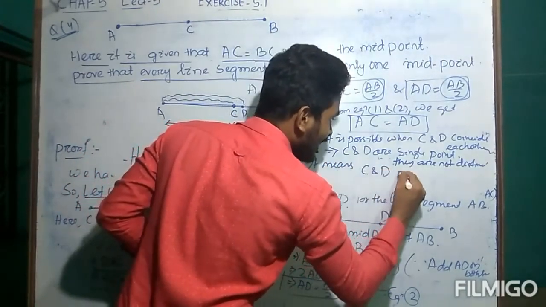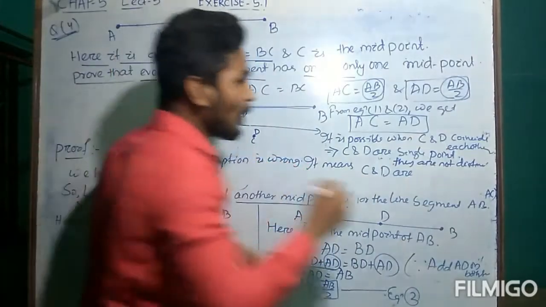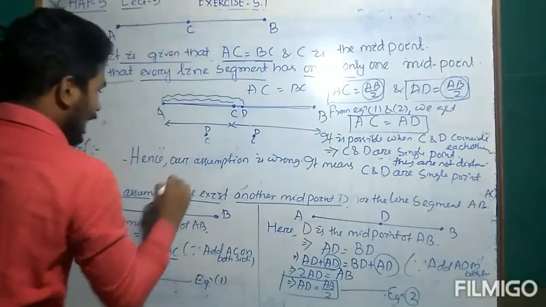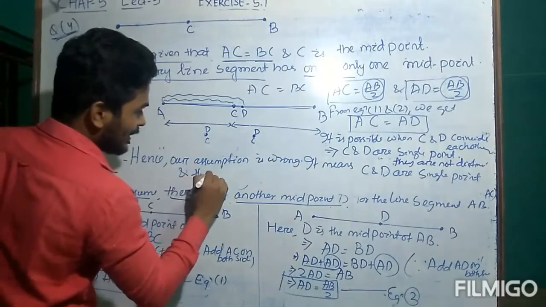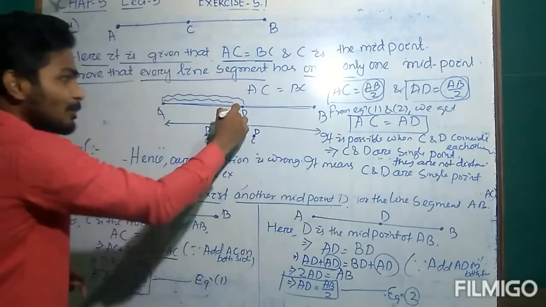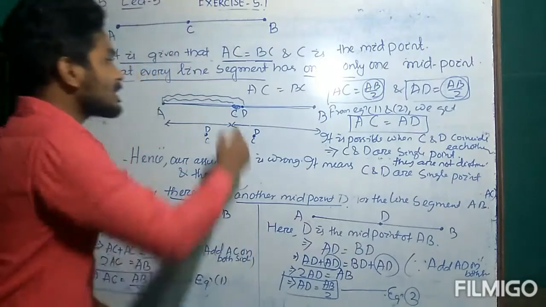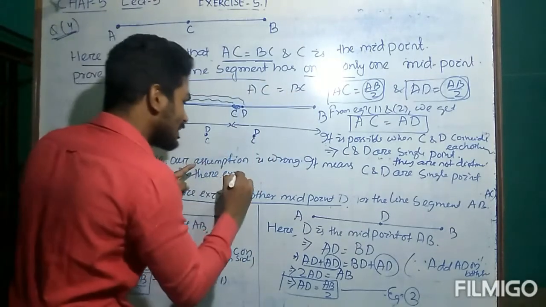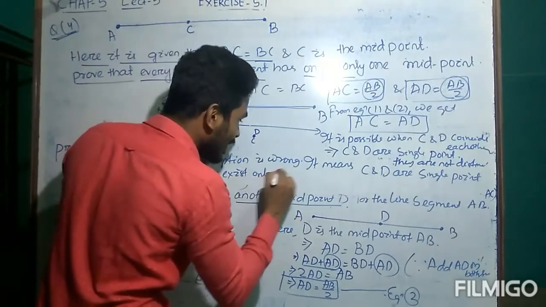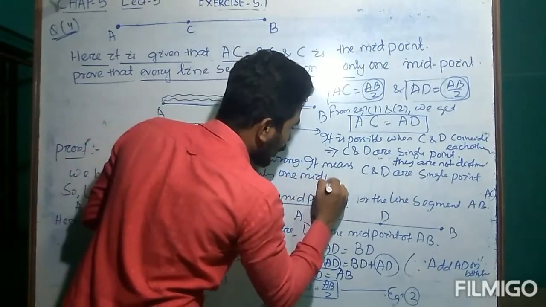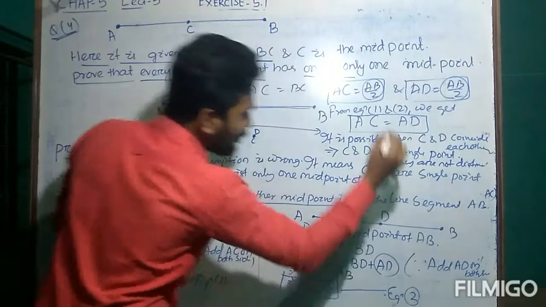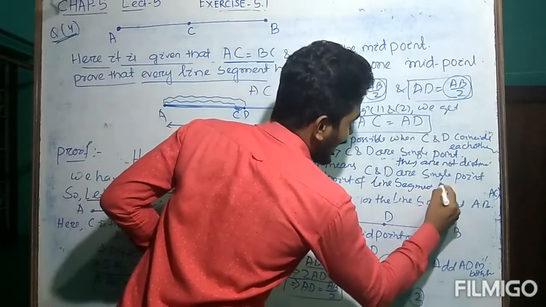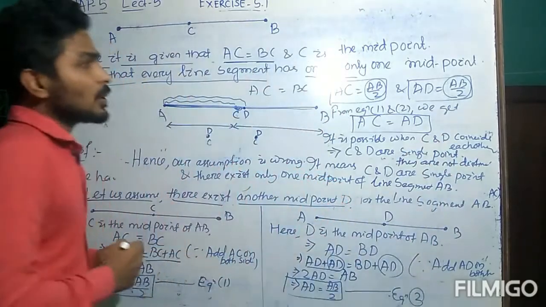It means C and D are a single point, and since you already know C is the midpoint of the line segment AB, there exists only one midpoint of line segment AB. Now understood? This is the total proof.